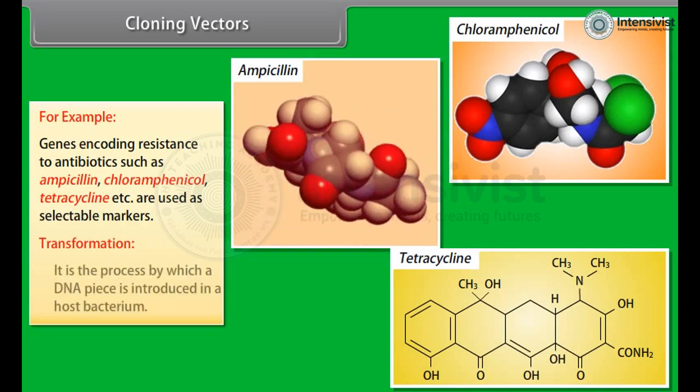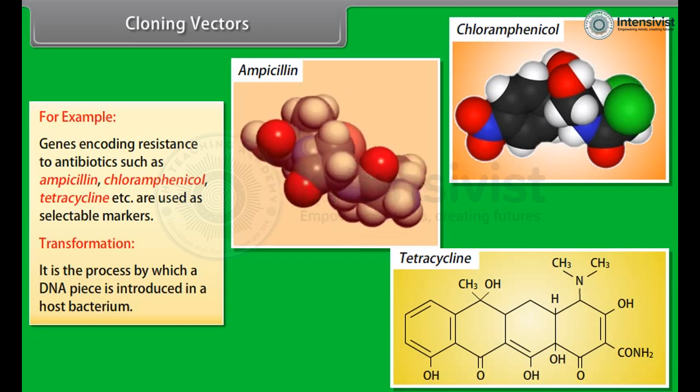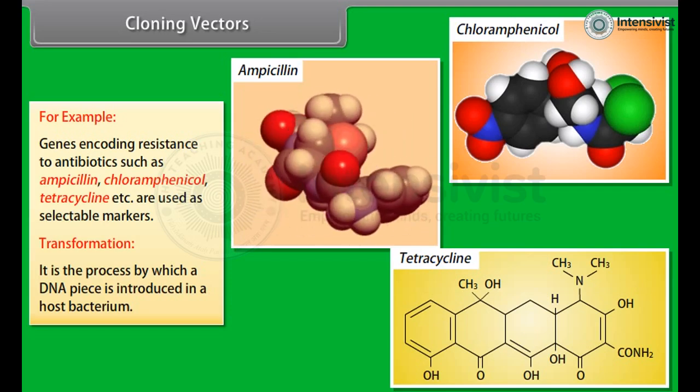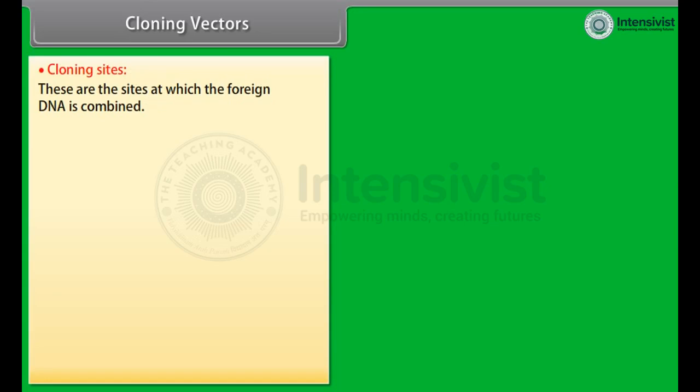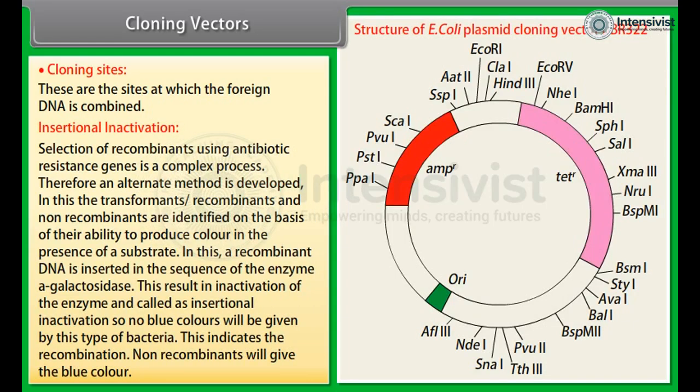Transformation. It is a process by which a DNA piece is introduced into a host bacterium. Cloning sites. These are the sites at which the foreign DNA is combined. Insertional inactivation. Selection of recombinants using antibiotic resistance genes is a complex process. Therefore, an alternate method is developed.